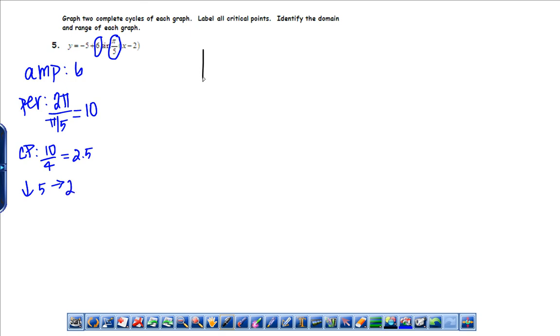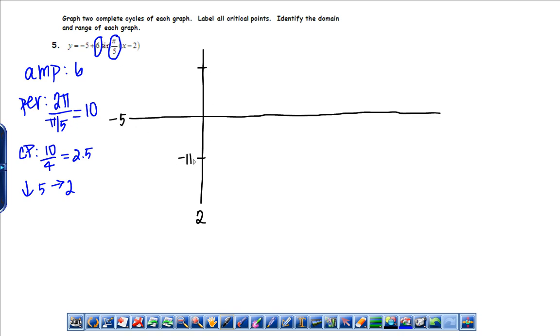I'm going to draw an X and Y axis, and I'm going to make this my shift. That means I went to the right 2, so this is my positive 2 already. I went down 5, so this is my negative 5 already. Now, if this is confusing, I can show you a different way to do it. I'm going to go ahead and do my amplitude. So I'm going to go from my negative 5, and I'm going to go up and down from that. When you go down from negative 5, that's negative 11. And when you go up from negative 5, that's 1.